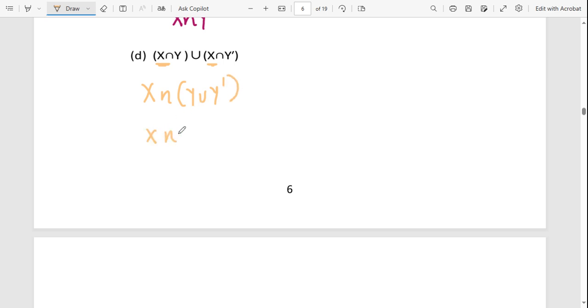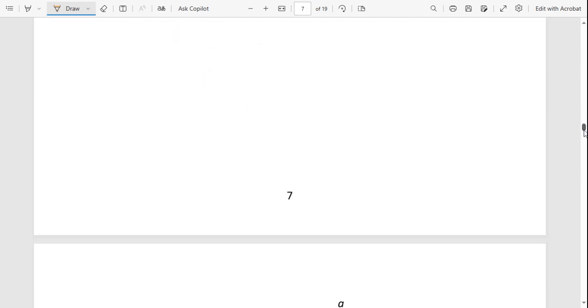And any set union its own complement, the answer is a universal set. A universal set is a big set. So a big set intersection a small set is always a small set. So the answer is just x because it's a smaller set. So that's it. Simplifying sets is the easiest thing you can do.